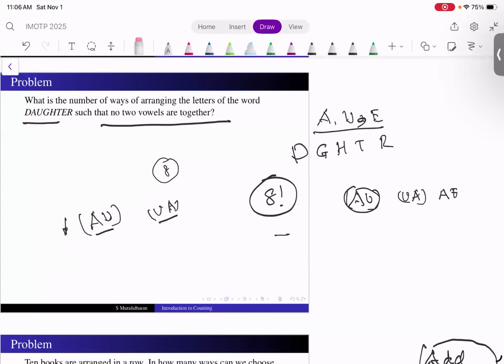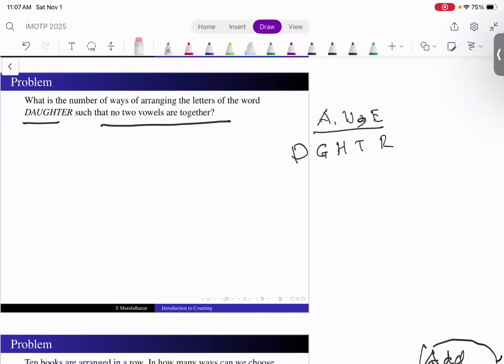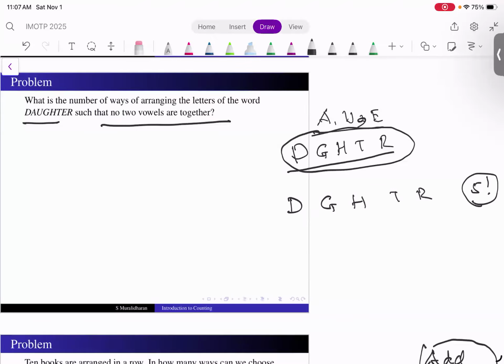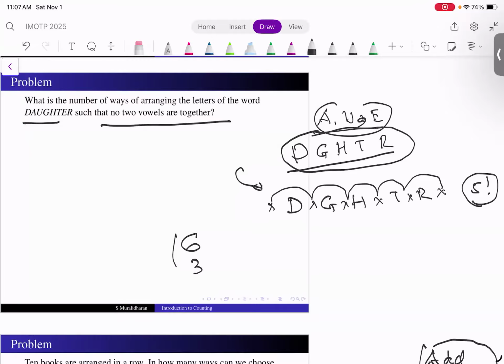See, there is a small trick to do this kind of problem. Let us look at the non-vowels here. How many ways can I arrange the non-vowels in a row? 5 factorial. For each of those 5 factorial ways, I'm going to put AUE back. I can put them in these positions. How many positions are there? 1, 2, 3, 4, 5, 6. Out of these 6, how many positions do I have to choose? 3. That could be done in 6C3 ways.